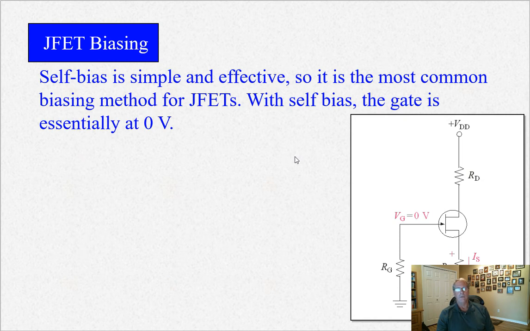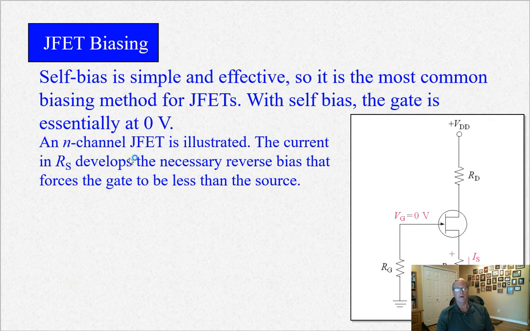Now, how do you bias a JFET? Well, in order to get things going, VG has to be 0 volts or less, 0 volts or negative, with respect to the source. So if you put a positive voltage on the source, your VGS is going to be negative. Even though VG is at 0 volts, VGS is going to be negative because you have a positive voltage here with current flowing. So it's called self-bias. RS develops a necessary reverse bias that forces the gate to be less than the source, or another way of saying it, the source to be greater than the gate.